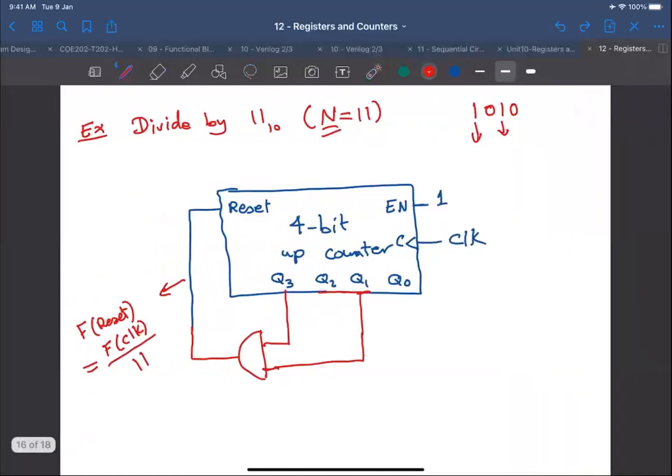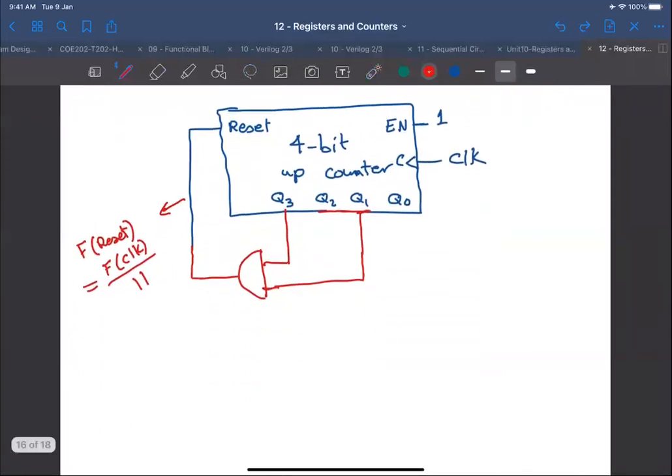Doctor, in this case, do we remove the reset? You mean in the case of from 5 to 10, for example? Yeah. From 5 to 10, you don't need the reset. Actually, you don't need it. Maybe there, but you don't need it. Okay. Yes. You must have a parallel load functionality.